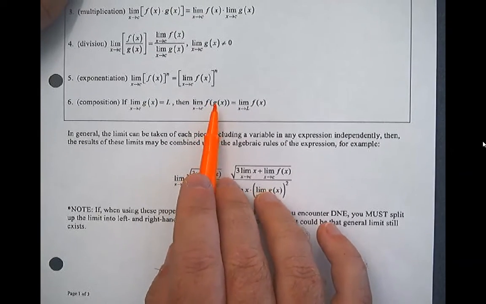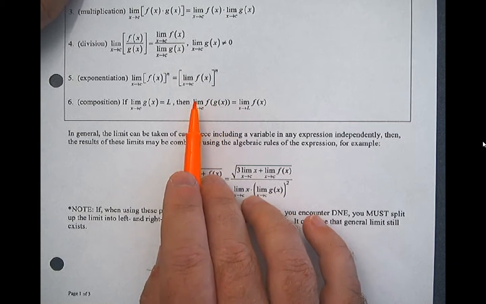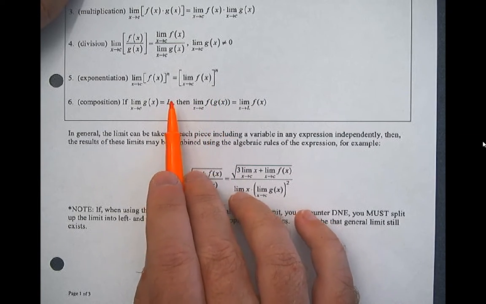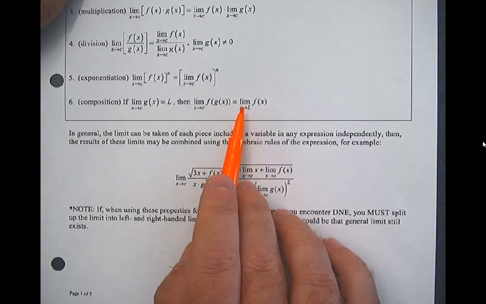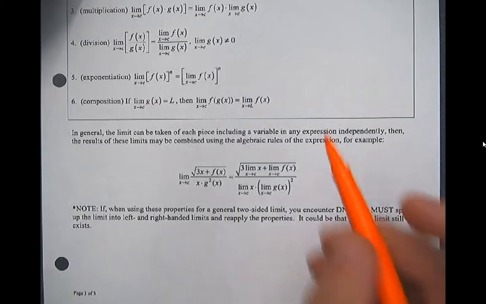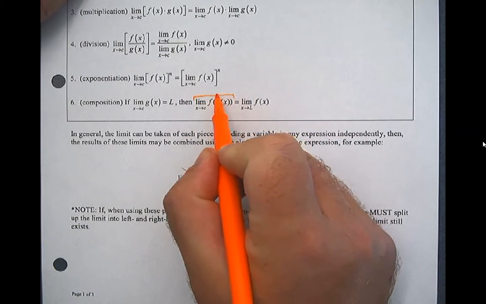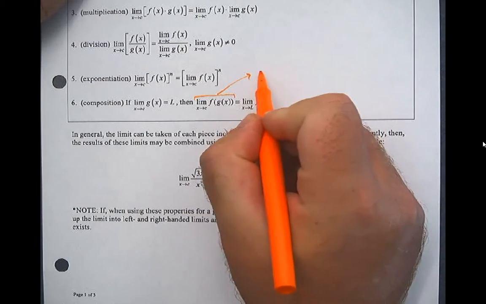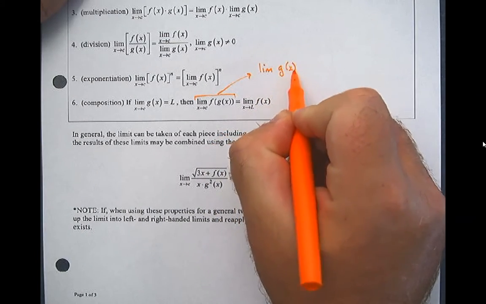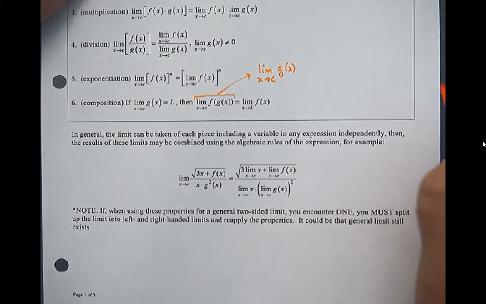What's weird about this is you have to take the limit of the inside function first. So I'm going to take the limit of the inside function. That's going to give me some number, and then that becomes my new limit. There isn't a great way to write this up, but I'll try my best. So in this scenario, what I would calculate first is the limit of g of x as x approaches some number.